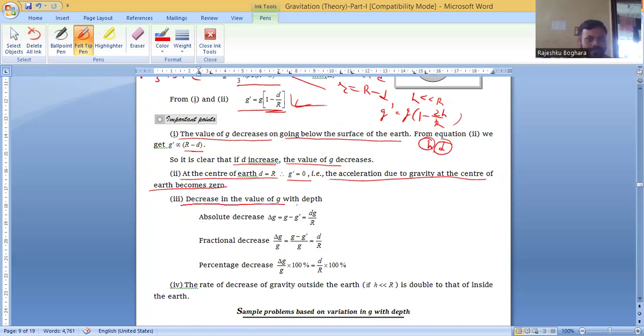Decrease in the value of g with depth. That means absolute decrease: delta g equals g minus g dash. So here we write g dash on the right side, left side. So g dash minus g equals minus d g upon R. Now fractional or relative change, delta g by g is equal to minus d by R. Now percentage change, delta g by g into 100%, then minus d by R into 100%.